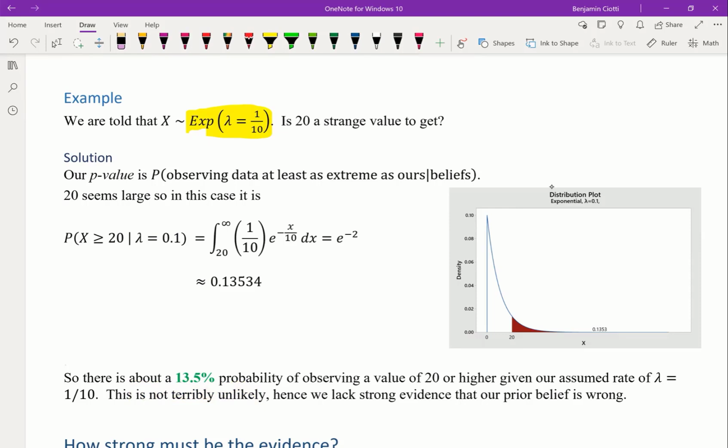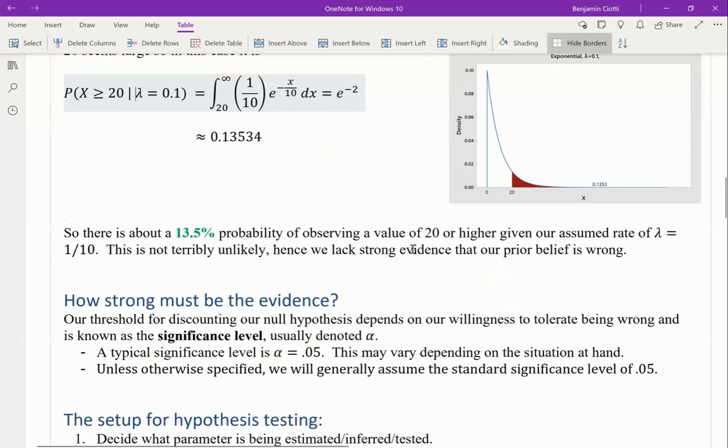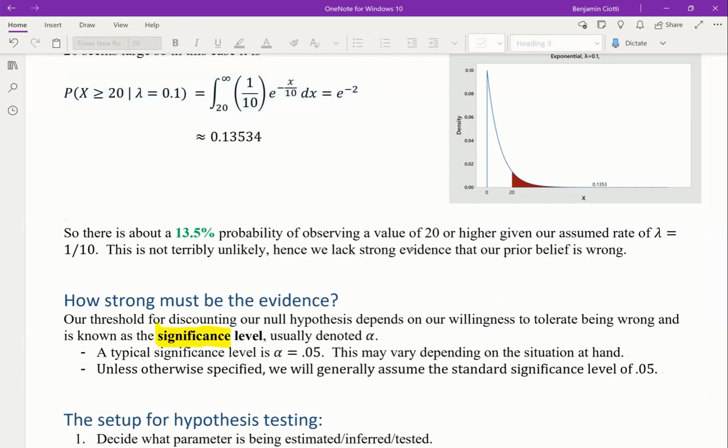So again, depending on what you consider the appropriate so-called significance level to be, you may conclude that there's not strong enough evidence to conclude that the original belief was wrong. So how strong does the evidence have to be? Well, it turns out that there's a typical threshold of 5%, and this is what is known as the significance level, and we usually denote it with the letter alpha. And like I said, it can vary.